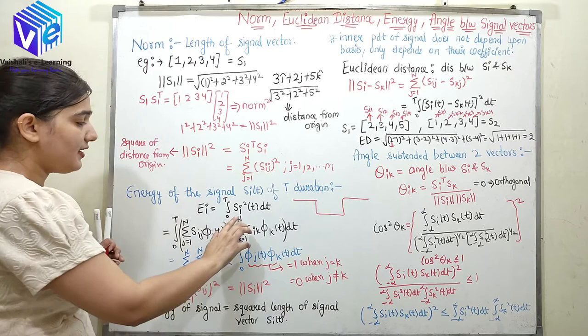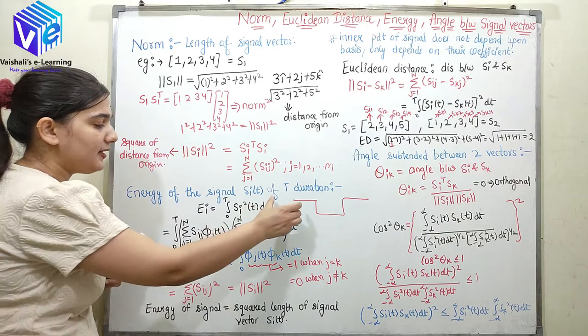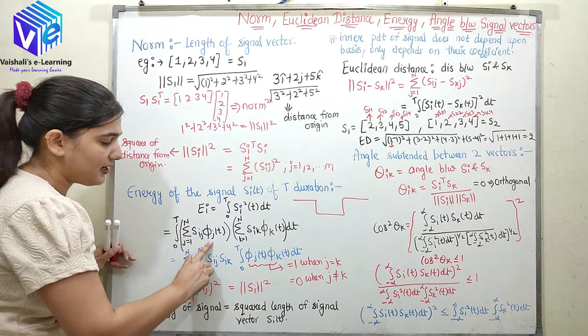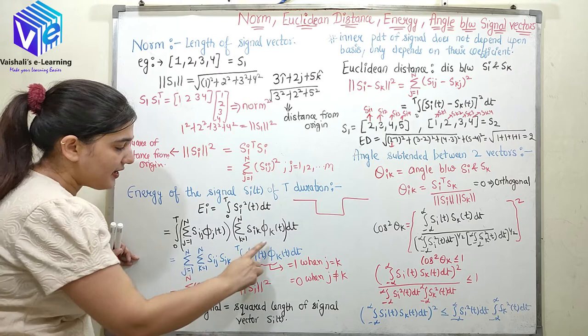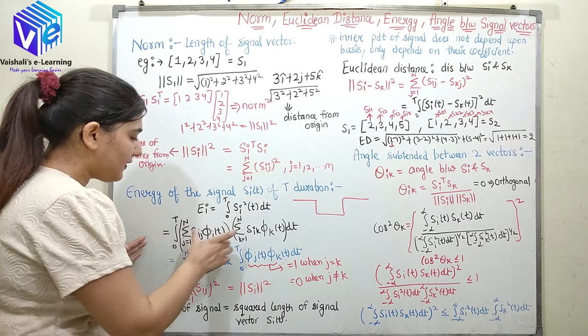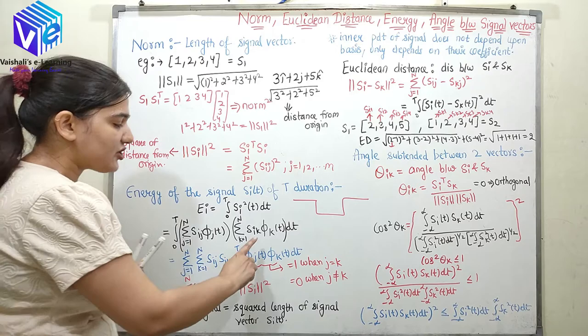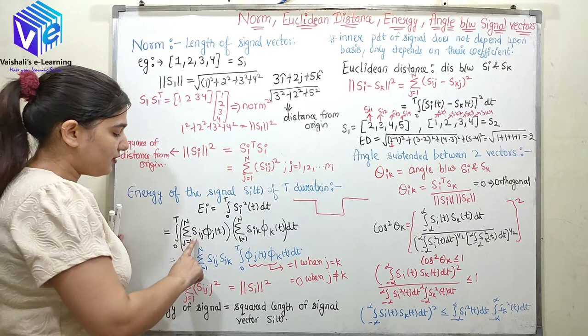Now here I am representing Si into Si, so I am taking two signals. I have represented them in terms of basis functions. I have taken the basis function j here, and the basis function k here. So I have represented it in the form of two basis functions. Now you can see Sij and Sik are the projections. I have already told you this in my previous video. These are the projections on phi j and phi k.